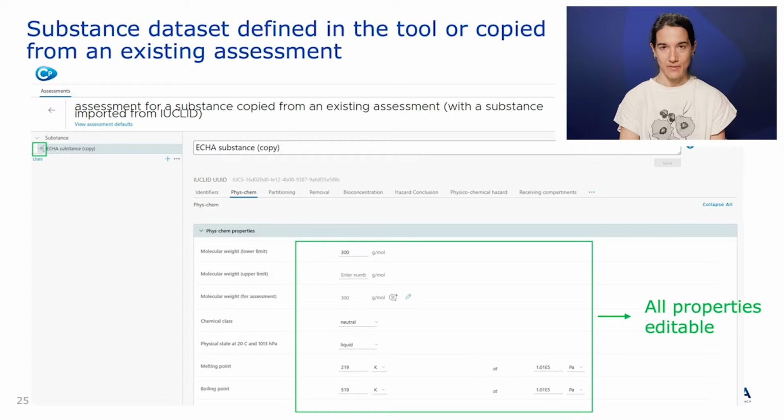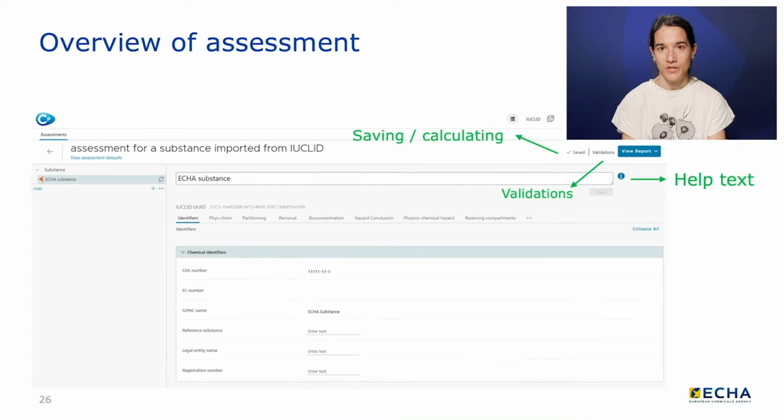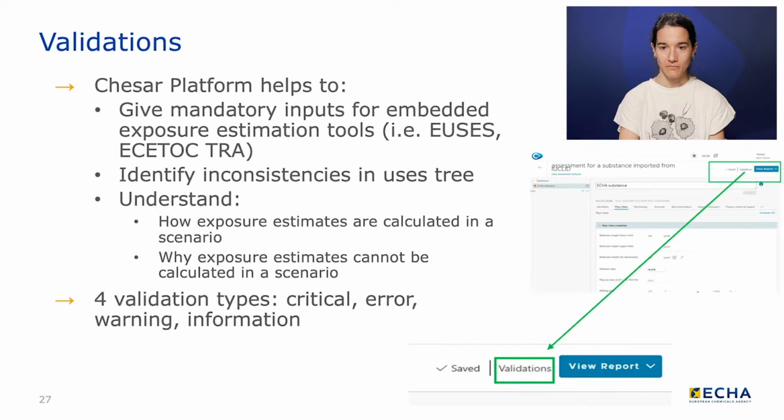For all other assessment types in which the substance information has been either defined in Chesar Platform or copied from an existing assessment, all properties are always editable. While working with Chesar Platform, remember to check whether your calculations are still running or saved. Access the help text in case you have any question, or visit the validation panel.